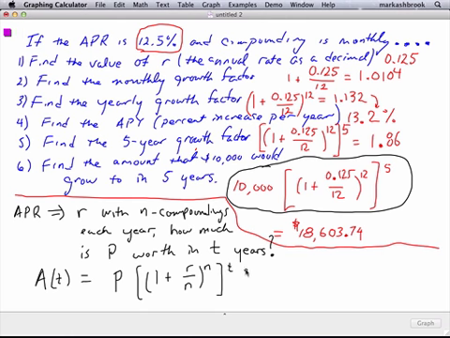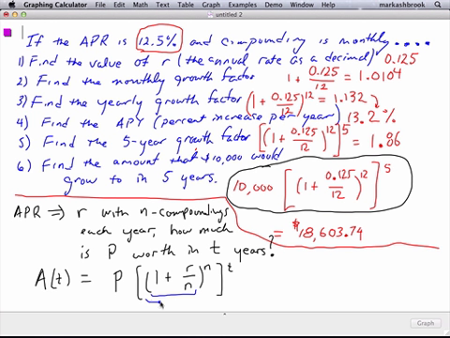But it's not just a formula to us. Things have meaning. What is 1 plus r over n? It's your growth factor in compounding for one compounding period. Every compounding period, we can multiply the amount of money we have by this to get the new amount of money.